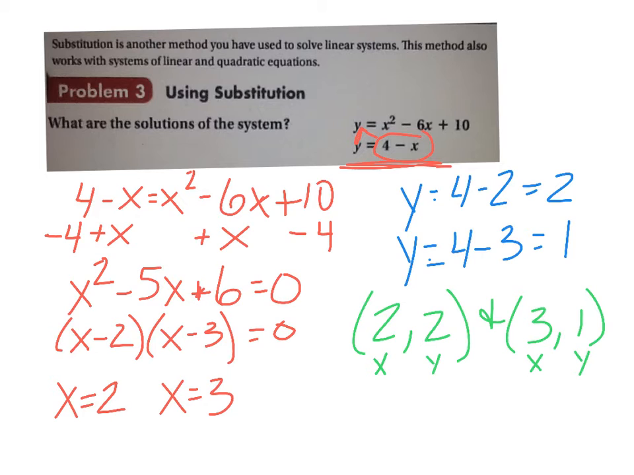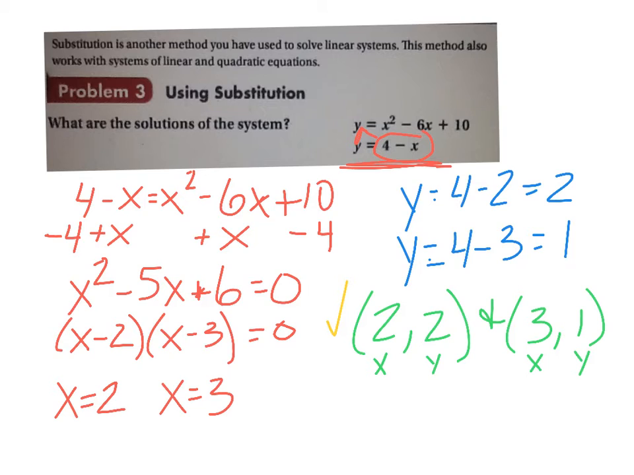So if I look at the first one, for the top value, that gives me 2 equals 2 squared is 4. 4 minus 6 times 2 is 12. So 4 minus 12 is negative 8. Negative 8 plus 10 does give us the 2 that we're looking for. Has to work on the bottom as well. When y equals 2, then on the right side, 4 minus 2 also equals 2. So that was kind of my quick check. The first one worked out.